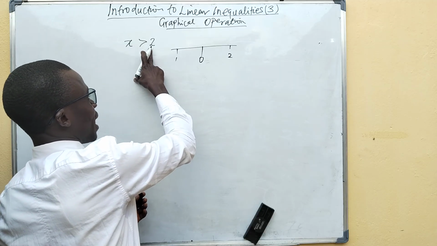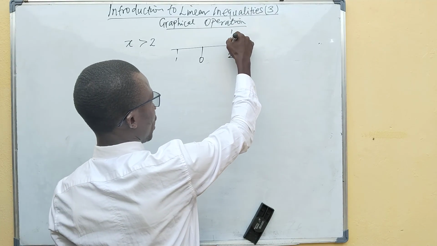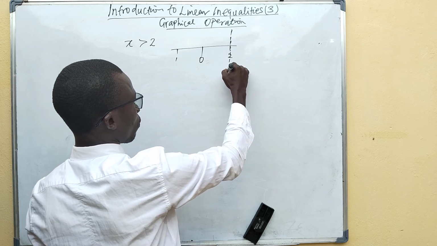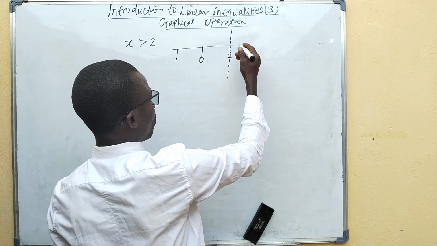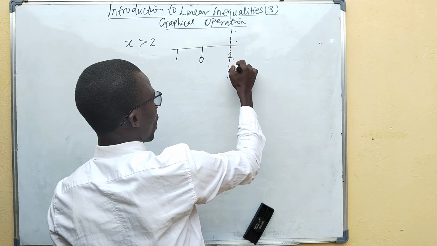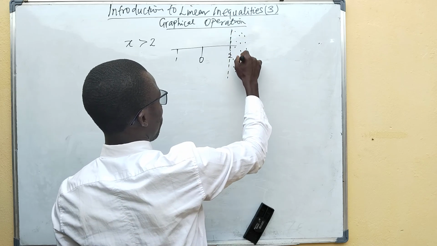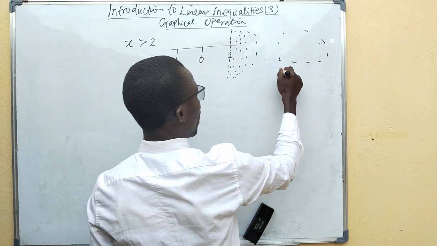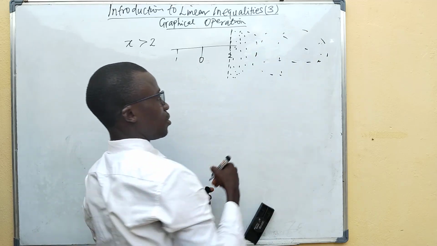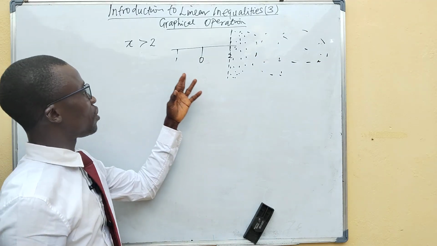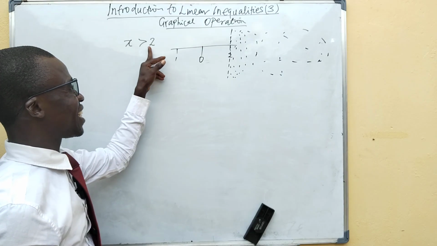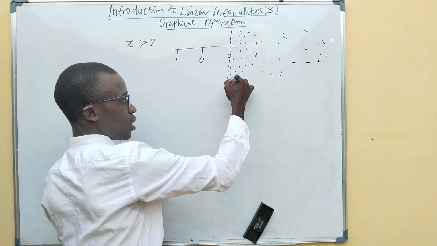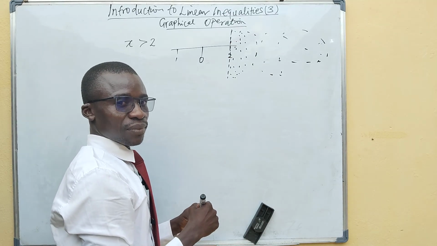This is strictly greater than 2. Then we draw a line this way. Either you use a broken line or a dot. When you do this, you then use the dot and shade here. You can shade anywhere your hand can get to. So having done this, you've represented x is strictly greater than 2. But remember, you should not use a strong line to show it.